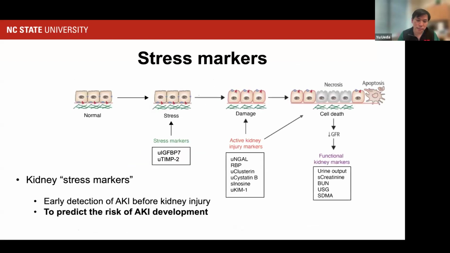And finally, these are the main markers that we're going to talk about today based on this paper. These are the stress markers. They are used for the early detection of AKI before kidney injuries, and also used to predict the risk of AKI development.